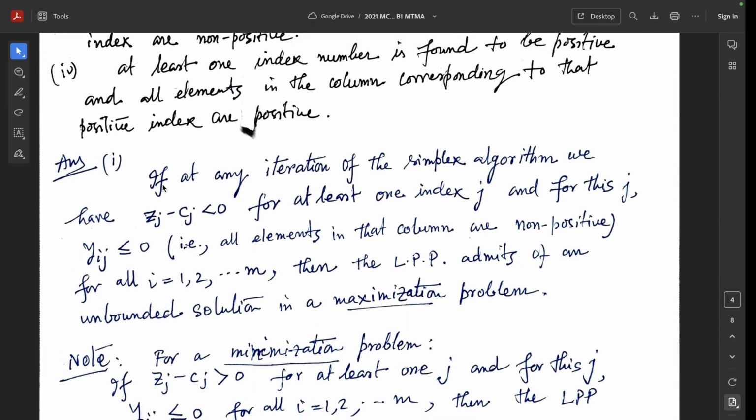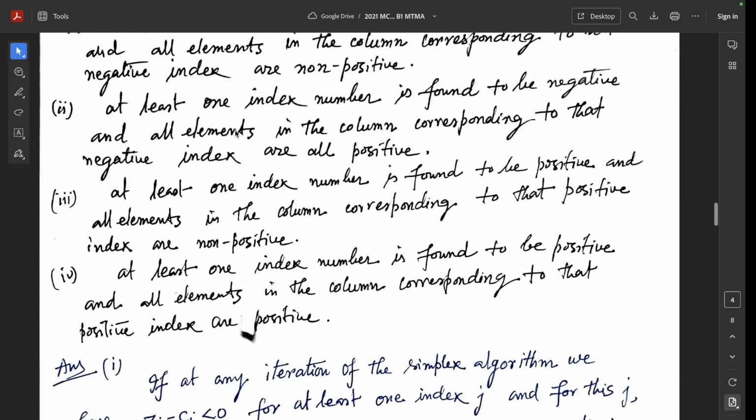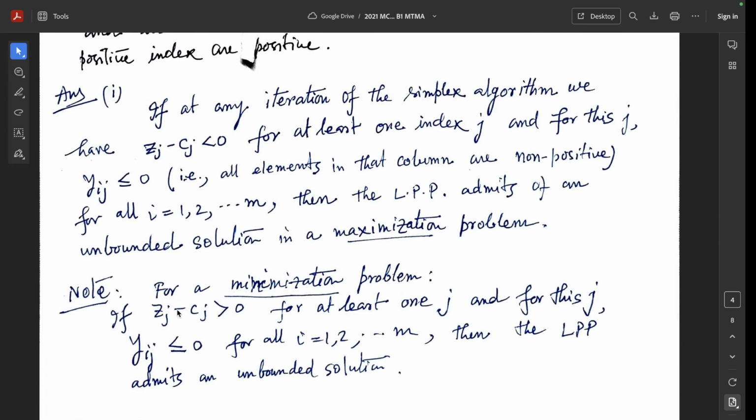Now, we know if at any iteration of the simplex algorithm we have Zj minus Cj less than 0 for at least one index j, and for this j, yij less than or equal to 0, that is, all elements in that column are non-positive for all i equal to 1 to m, then the LPP admits an unbounded solution in a maximization problem. So obviously the correct option is 1. And for a minimization problem, Zj minus Cj greater than or equal to 0 for at least one j, and yij less than or equal to 0 for all i.